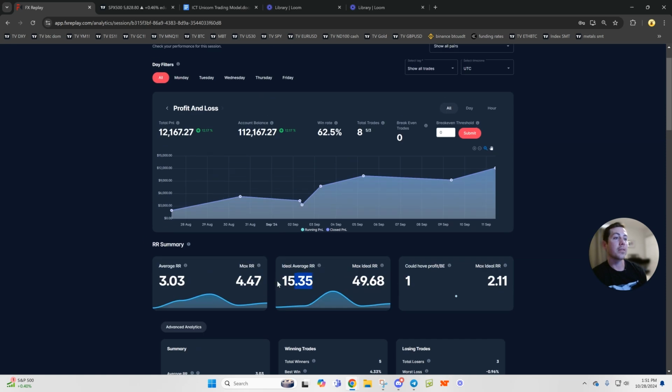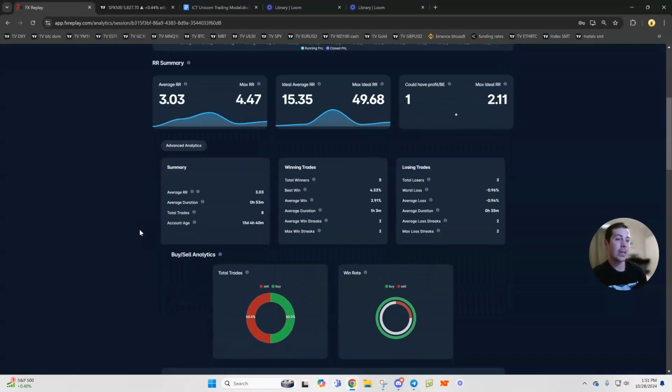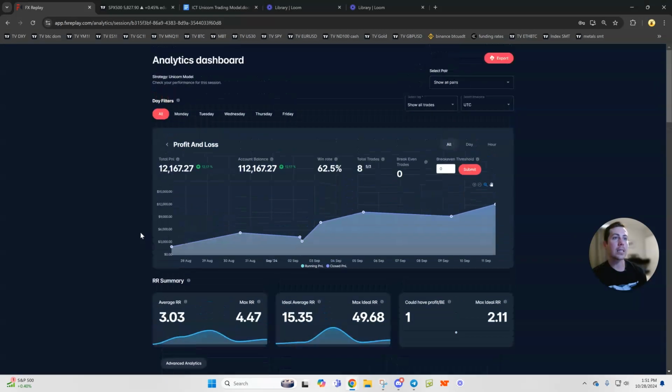There were definitely some trades where we could have used a trailing stop loss. If you see the ideal and max RR average pretty high, that indicates that you could potentially trail the stops a little bit longer. But I think this is definitely a strategy worth backtesting. It's something that I might play around with a little bit more myself. Hope you guys found this helpful. Again, I do think this is definitely a strategy worth backtesting for this pair in this time frame.